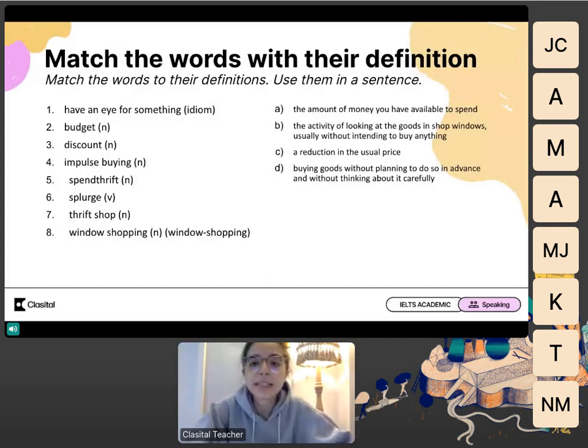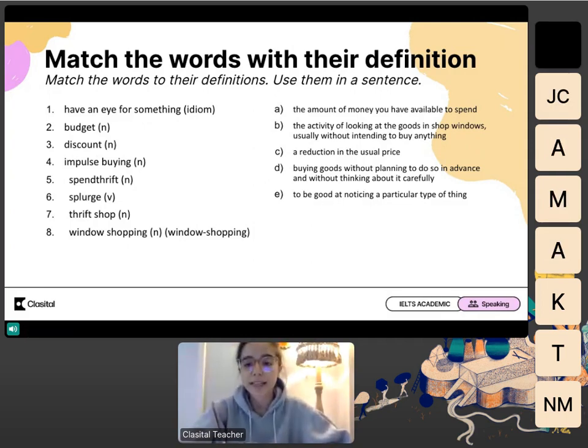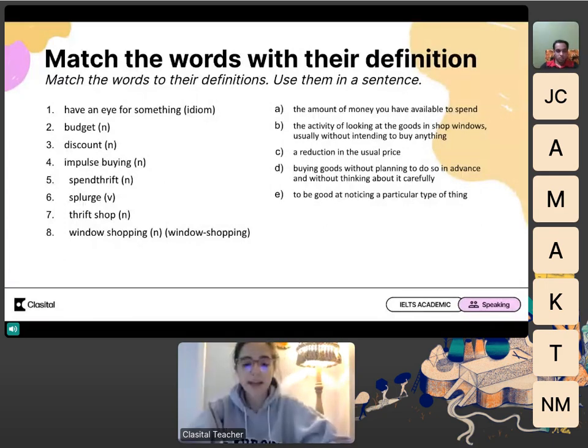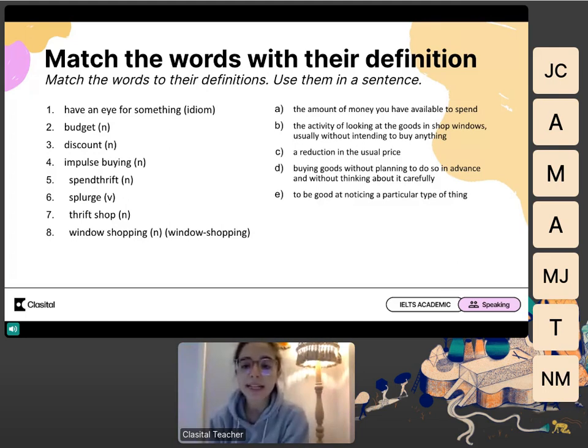Okay. Here comes the next definition. To be good at noticing a particular type of thing. So you have something good and you can notice that. Yes, Jo says one. She's correct. Have an eye for something. So some people have an eye for, I don't know, fashion or for arts, for activities, things like that. Have an eye for something. Who wants to use it in a sentence?